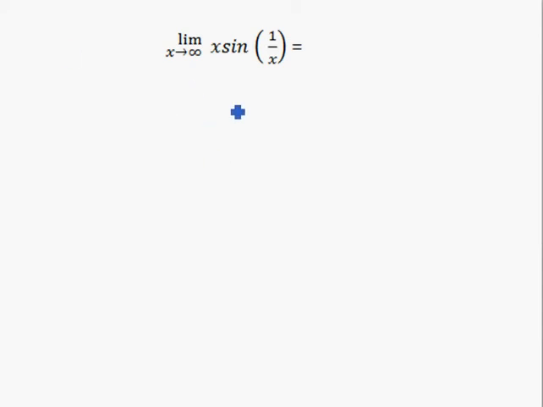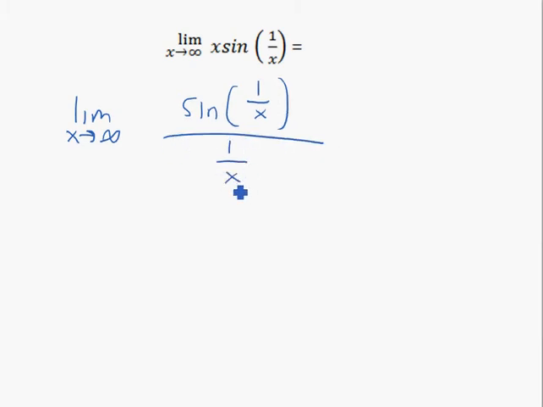And how we do that is, I'm going to rewrite this as sine of 1 over x over 1 over x. This is the same thing. Take a second look at that. Make sure this is the same thing. Dividing by 1 over x is the same as multiplying by x. And now, check this out. As x goes to infinity, 1 over x is going to 0. But this 1 over x is going to 0.